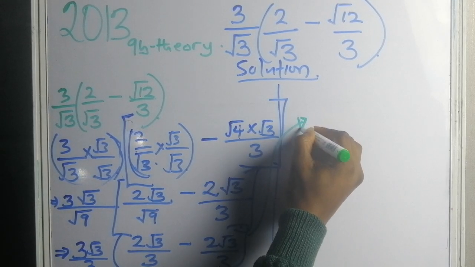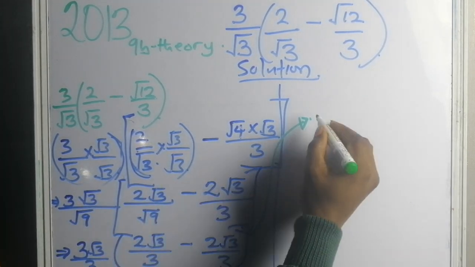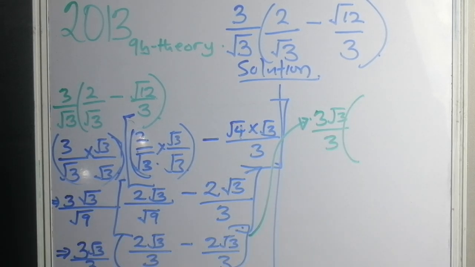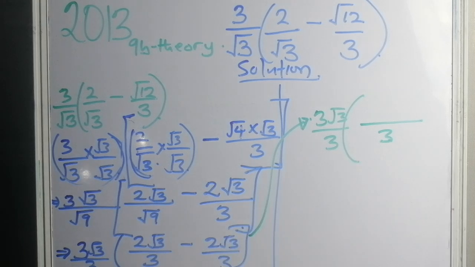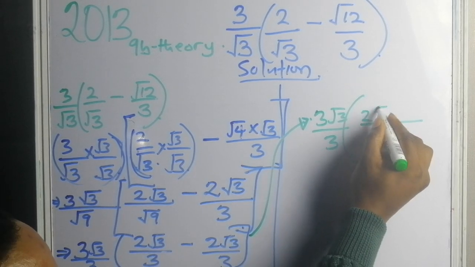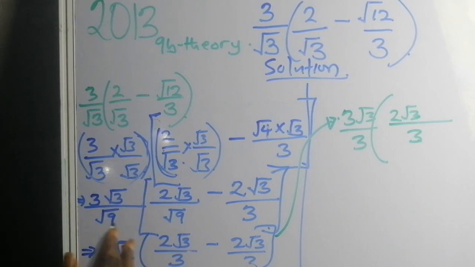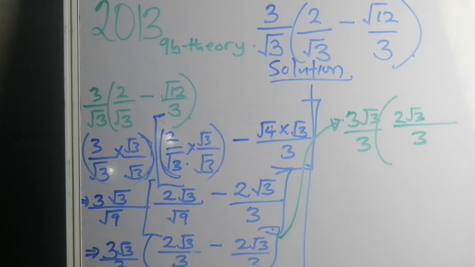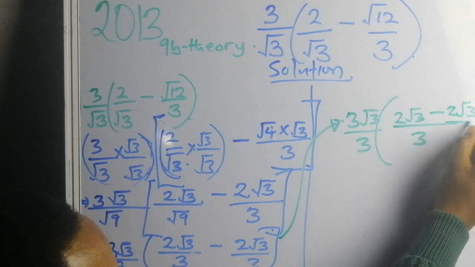If I continue this here, you now have 3 root 3 over 3. What are we trying to do? We are trying to evaluate or simplify. You find the LCM here. This is 3, and this is 2 root 3. The LCM is 3. So 3 divided by 3 is 1, and 1 times the numerator is 2 root 3. 3 divided by 3 here is 1, and 1 times is root 3. So at the end of the day, you have 2 root 3 here.